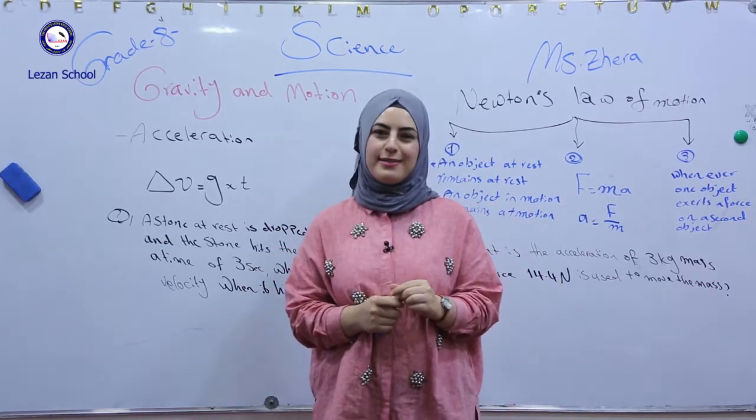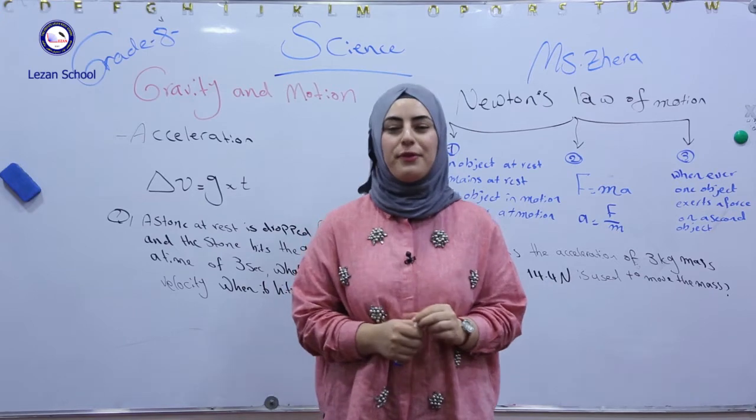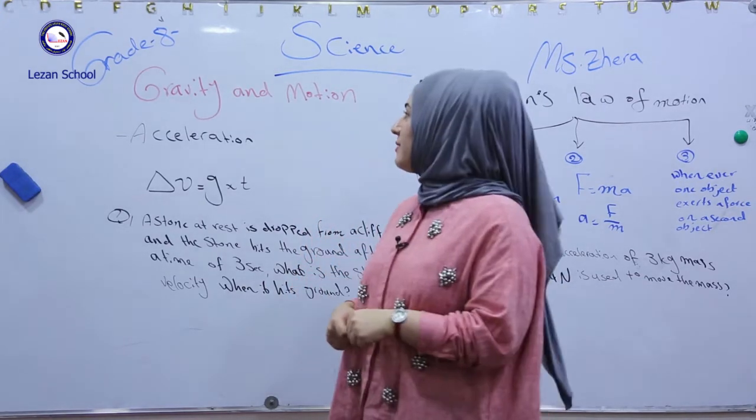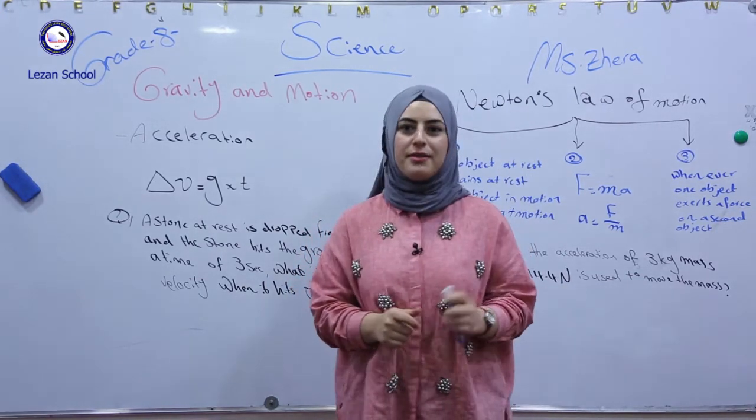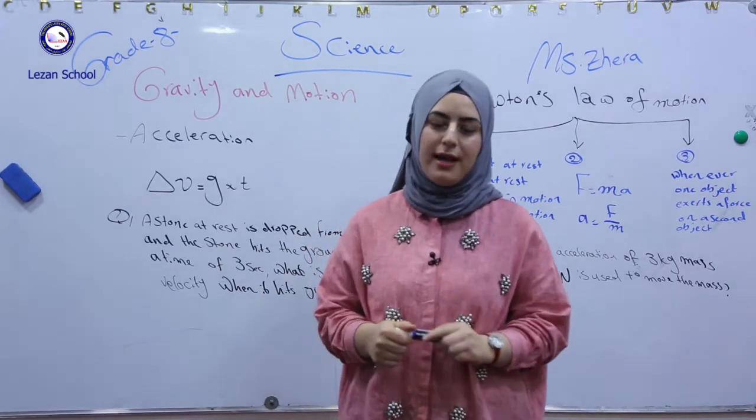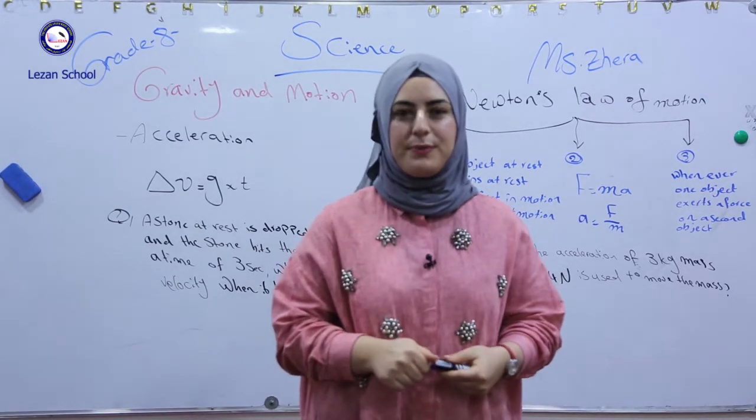Today we are going to explain a new chapter for grade 8. In this chapter, gravity and motion. Before we start that, I would like to explain an example about Galileo's experiment.